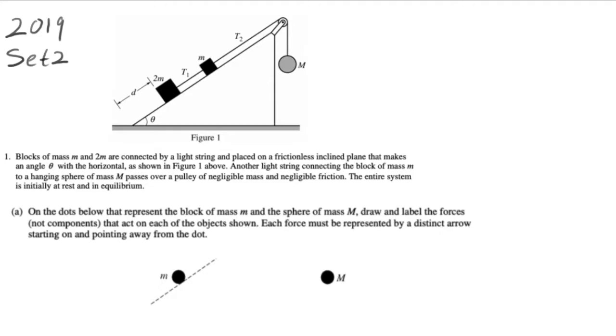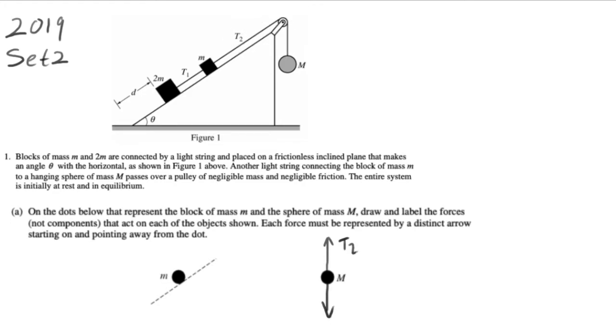I like to start with the easy component first, so we're going to start with sphere M. As you can see, sphere M only has two forces acting upon it. One of them is the tension force from the string pulling on it, and one of them is the force due to gravity. So I like to draw the tension force going straight up, and make sure to label it tension 2 as it's connected with this string, and the force due to gravity.